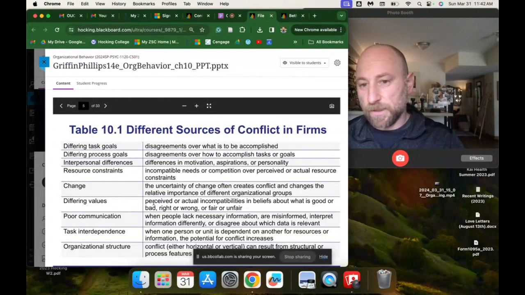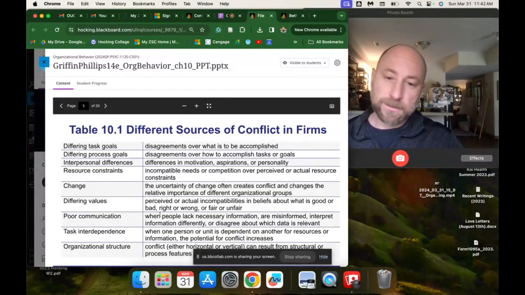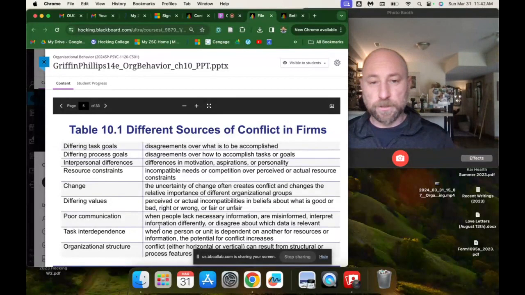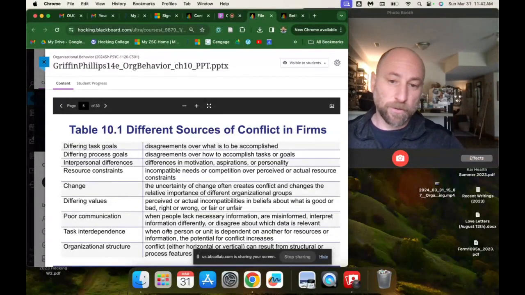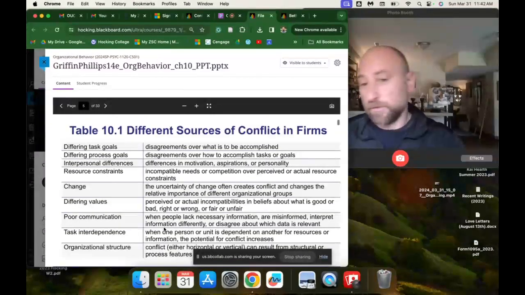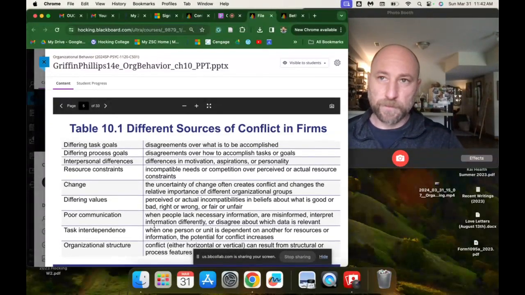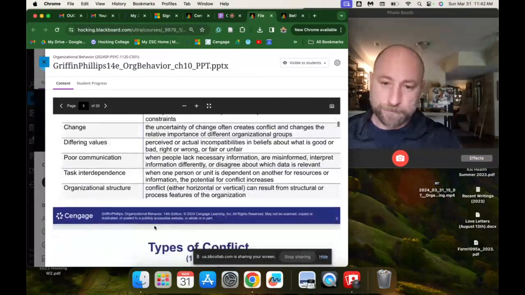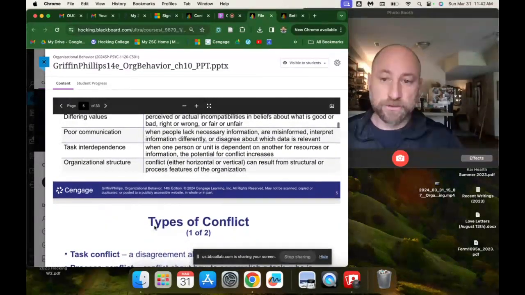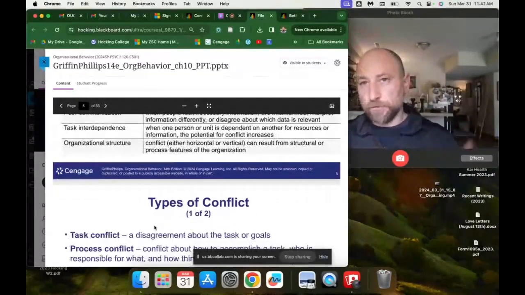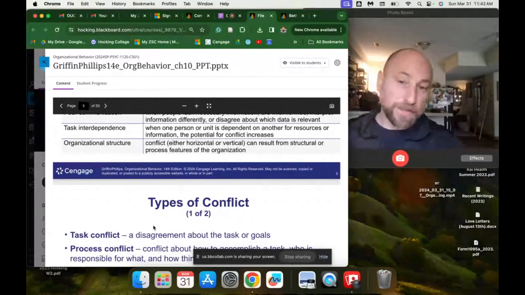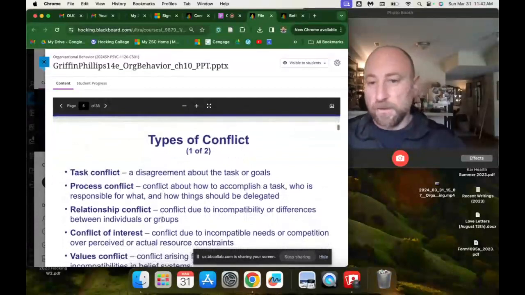Differing values can be a source of conflict, poor communication, task interdependence when you depend on someone else, and then the very structure of an organization can lead to conflict over resources or conflict over attention or bonuses or whatever it might be. Maybe the structure isn't clear and 2 groups are supposed to kind of have jurisdiction over the same tasks. That can lead to conflict.